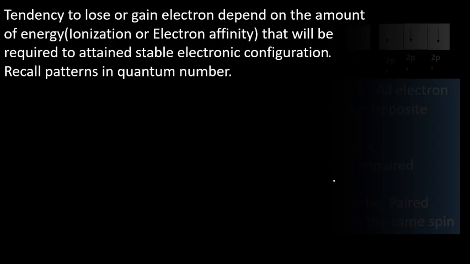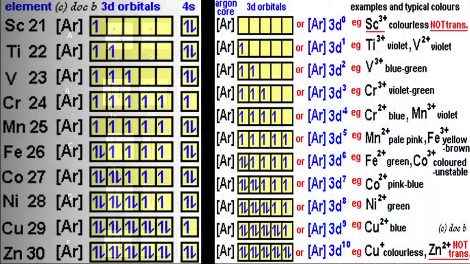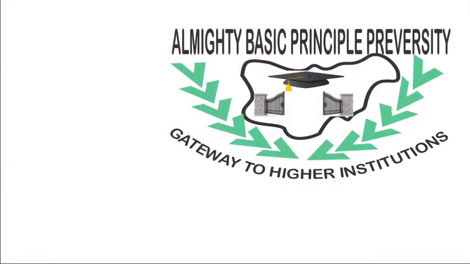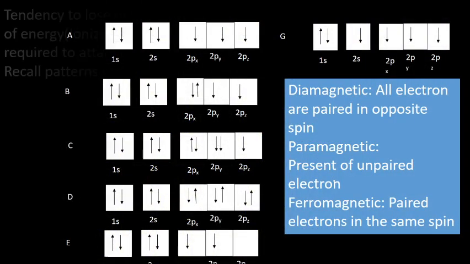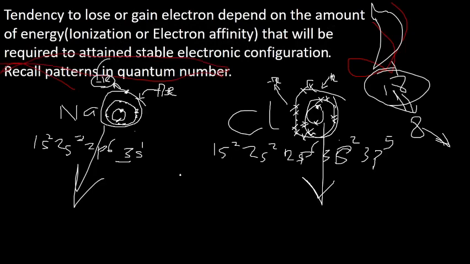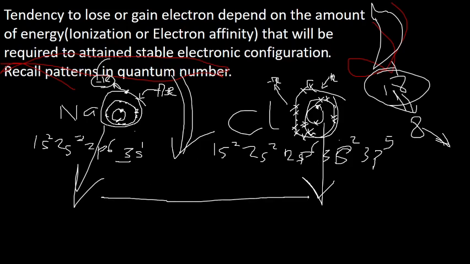Now, another thing that we want to talk about here is electronic quantum number. It is very important to make mention of this because some students are telling me that they don't understand the patterns in that quantum number. I have told you, but one of the simplest ways you can go about quantum number is to draw a table. A table.